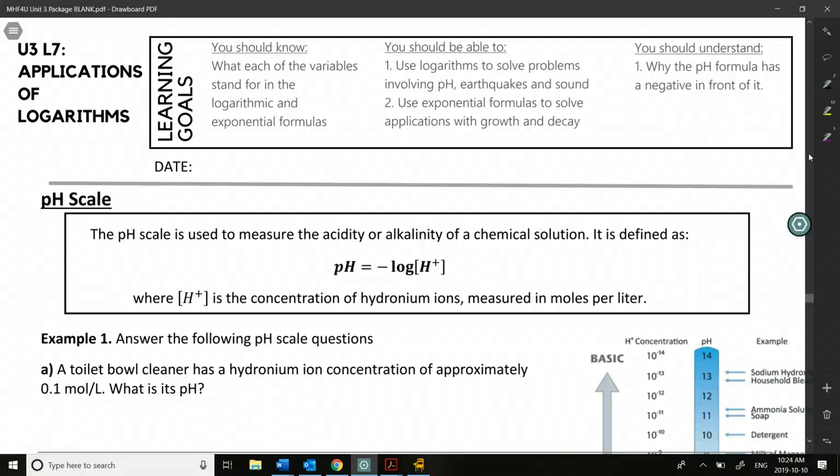All right, so today I'm going to introduce to you guys a couple different ways that we can apply logarithms in real life. So a couple of those things are when working with pHs, when working with the Richter scale for earthquakes, and then decibel levels for sound as well. So our first one that I want to look at is the pH scale.